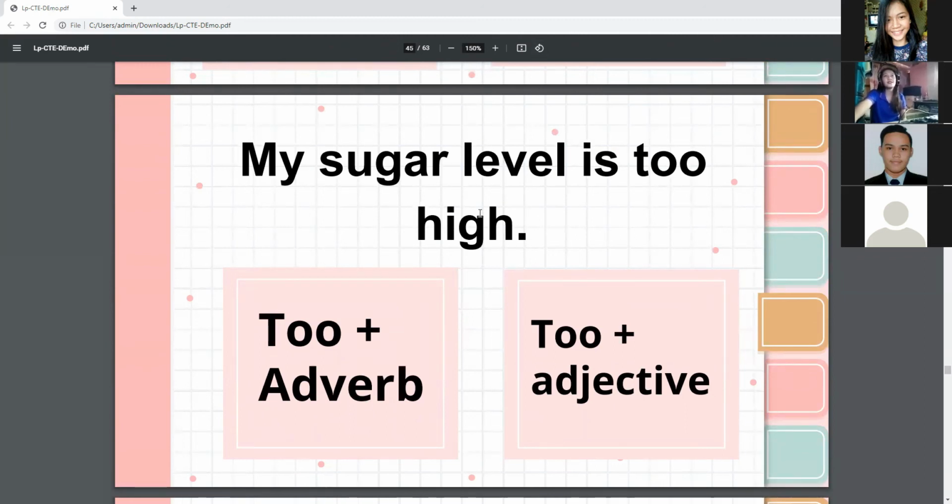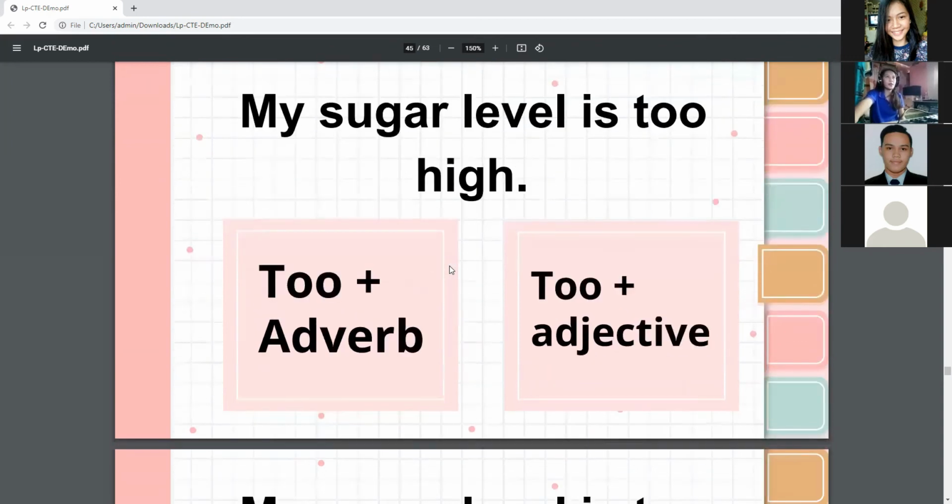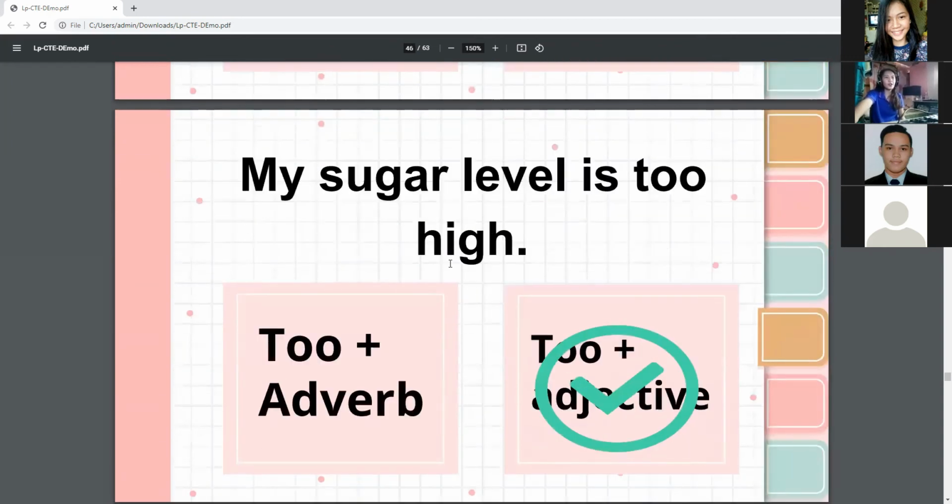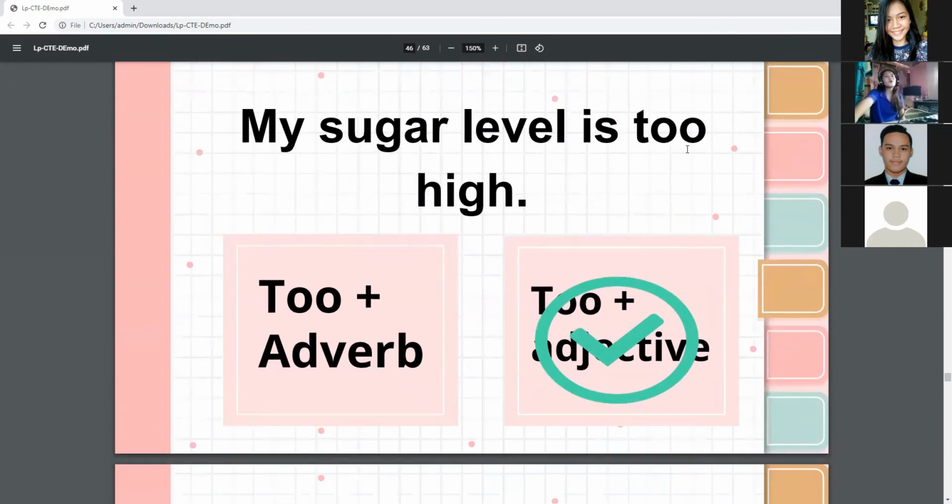Okay, next. Russell. My sugar level is too high. Okay, so two plus adverb or two plus adjective? That is two plus adjective. Two plus adjective. So let us look. Okay, very good. So two plus adjective. The adjective here is high.